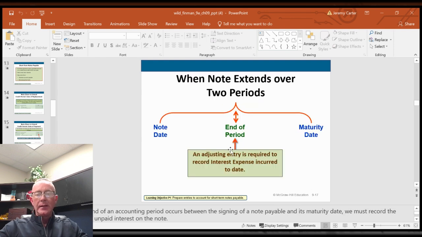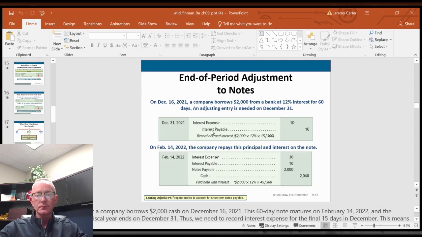All right. If you guys remember at the end of 241, this is the issue we have. If the note extends over 2 accounting periods, we have to accrue the interest that was due. It wasn't paid, but it was due at the end of the accounting cycle. So in this case, we have 15 days of the total 60 that was due at the end of this accounting cycle. So we have to calculate our accrual here for 15 days, and record this at the end of our accounting cycle cutoff period, which is December 31.